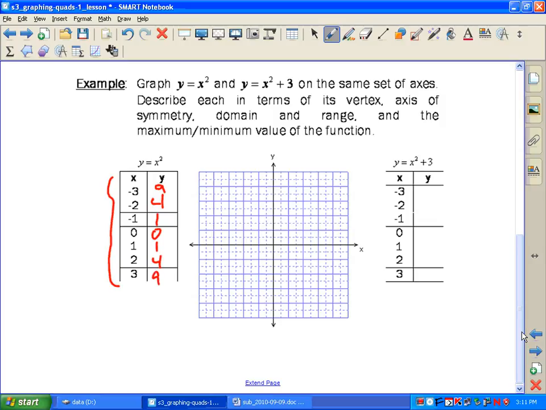Now, let's not graph x squared yet. What I want to do is this one over here. Then we'll know what our values are, and then we can make our scale. So negative 3 squared, 9, plus 3, 12. Negative 2 squared, 4, plus 3, 7. Negative 1 squared, 1, plus 3, 4. 0 squared, 0, plus 3, 3. 1 squared, 1, plus 3, 4. 2 squared, 4, plus 3, 7. 3 squared, 9, plus 3, 12.